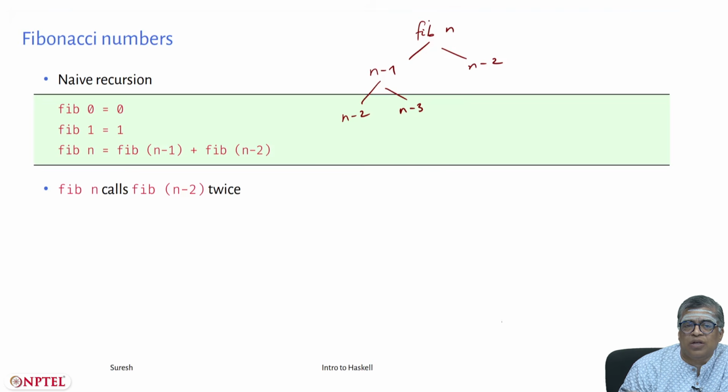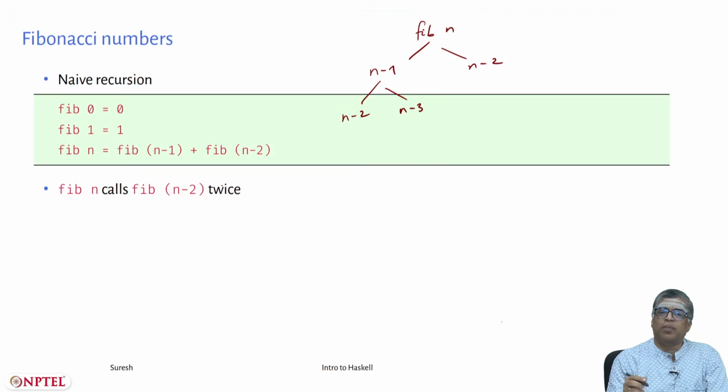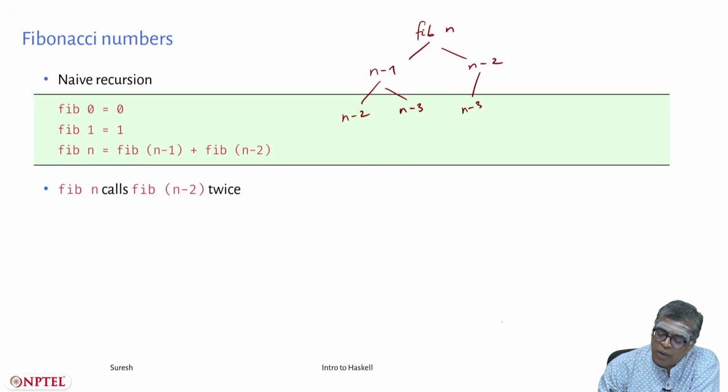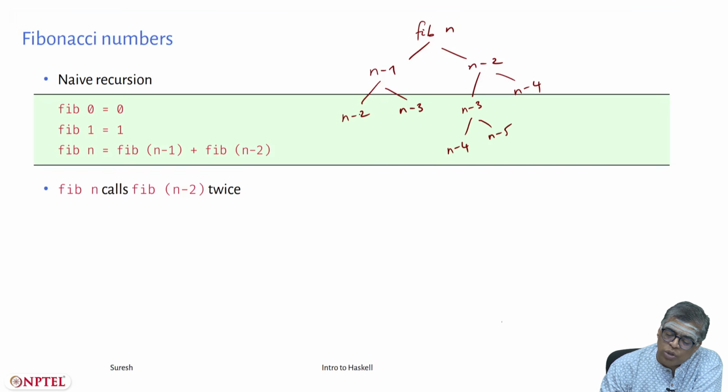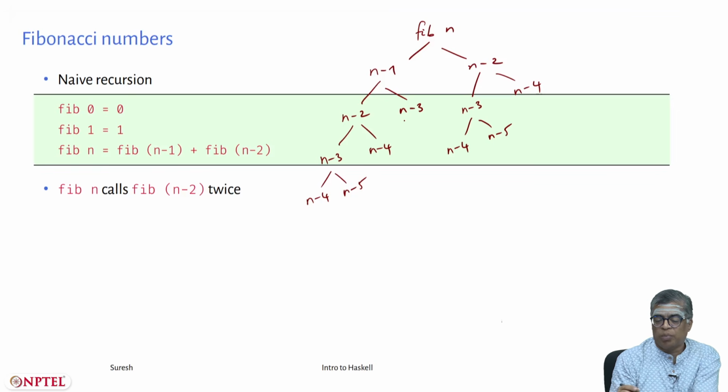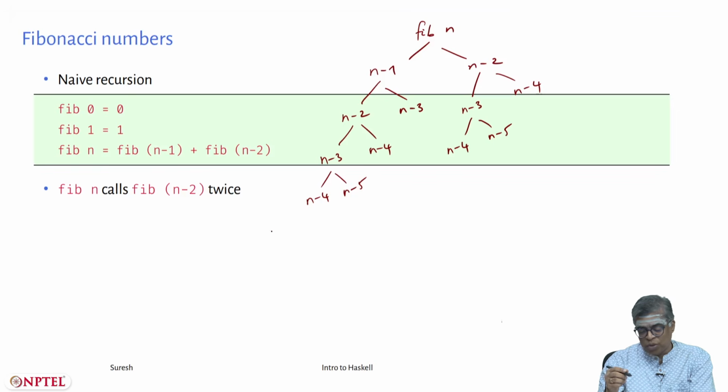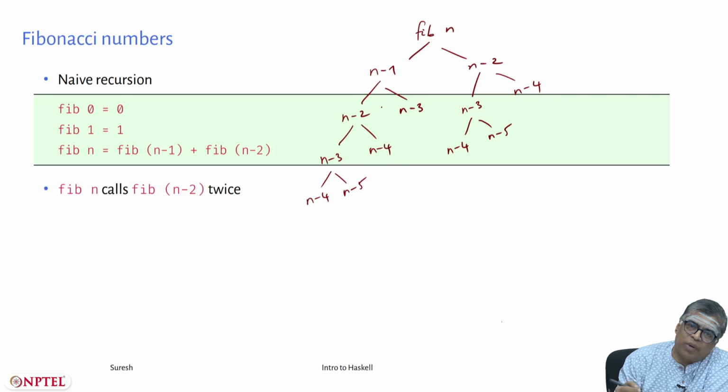So, n calls recursively n minus 2 twice, and n minus 2 will recursively call n minus 4 twice. Here you have n minus 3, n minus 4, and n minus 3 itself will call n minus 4, n minus 5. If you come here, n minus 2 will call n minus 3 and n minus 4, and n minus 3 itself will call n minus 4, n minus 5. But let's not look at that for the moment. The point is that fib n calls fib n minus 2 twice, and each fib n minus 2 calls fib n minus 4 at least twice, right?